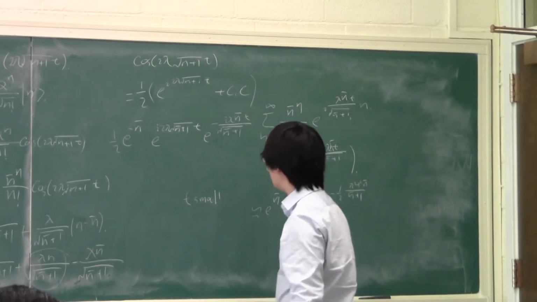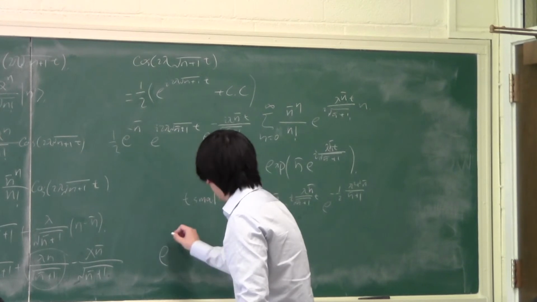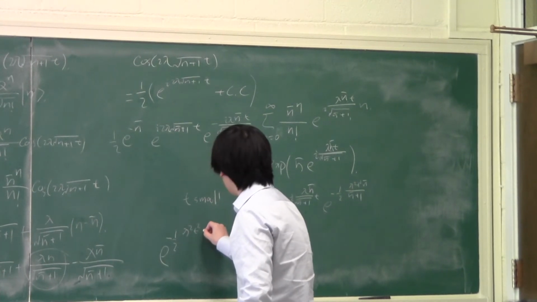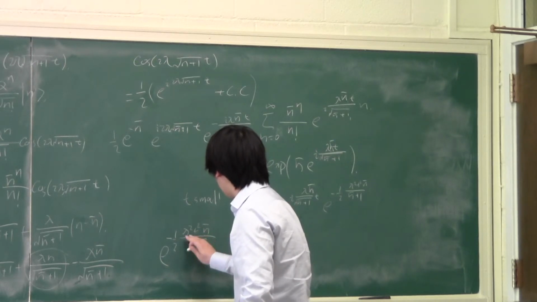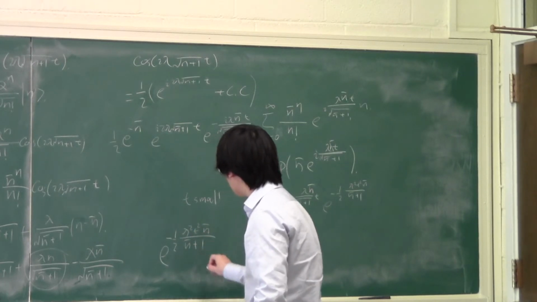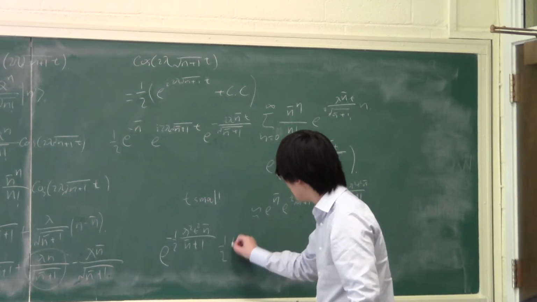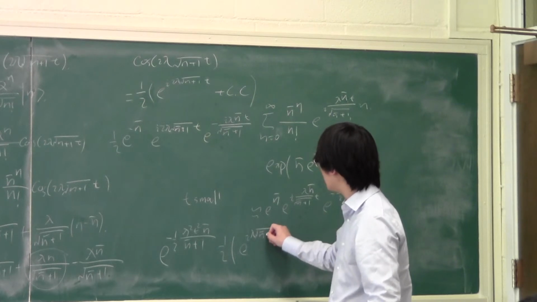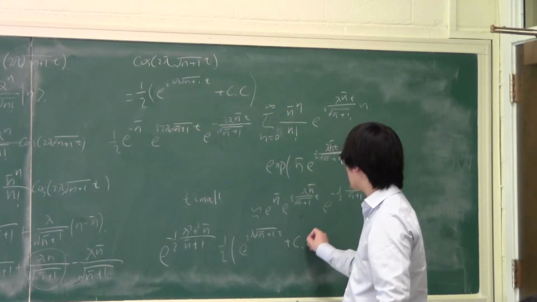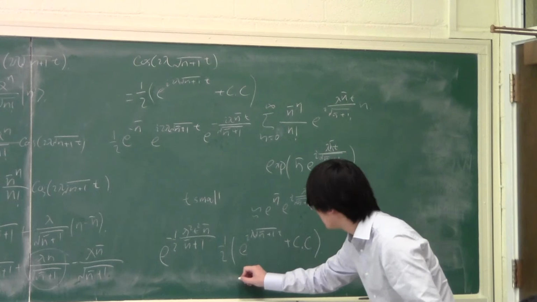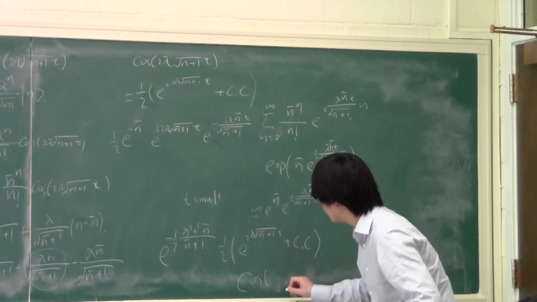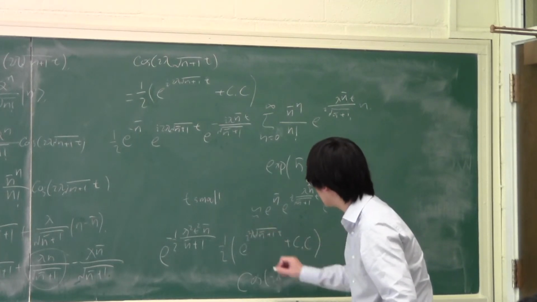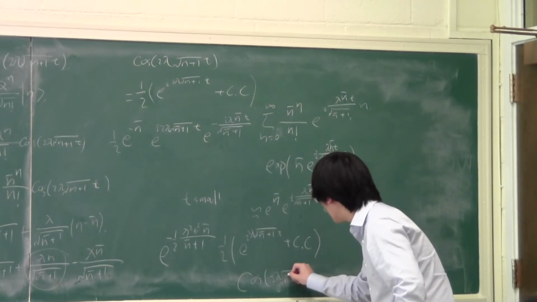So we get, in the end, we can take out a 1/2 lambda squared t squared n bar divided by n bar plus 1. 1/2 of e to the I lambda square root of n bar plus 1 plus its complex conjugate, and this is just cosine of 2 lambda square root. Sorry, I forgot. Square root of n bar plus 1.